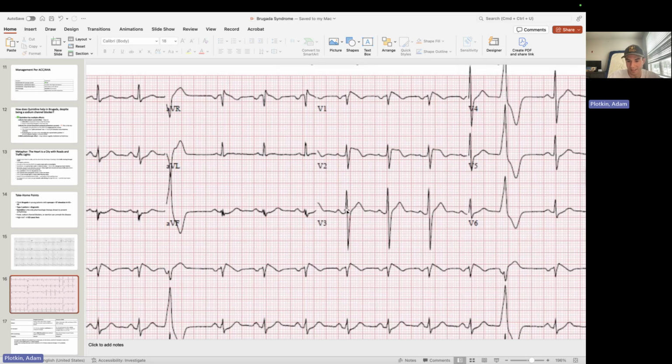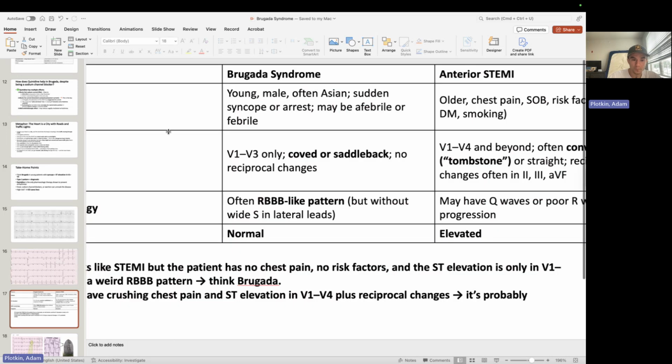Even a little bit of V3 is maybe not as much, but definitely V1, V2. This was taken from a 40-year-old man who came in with syncope, okay? So what do we do here?